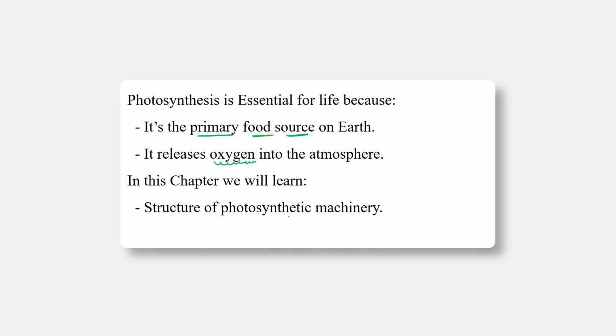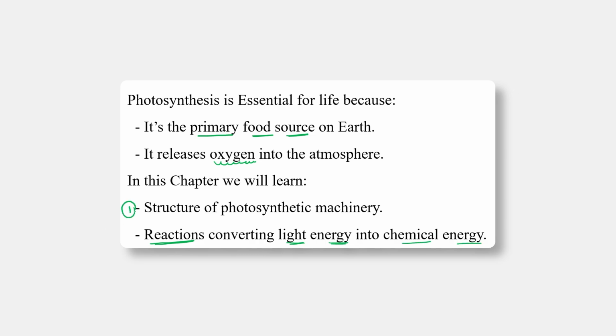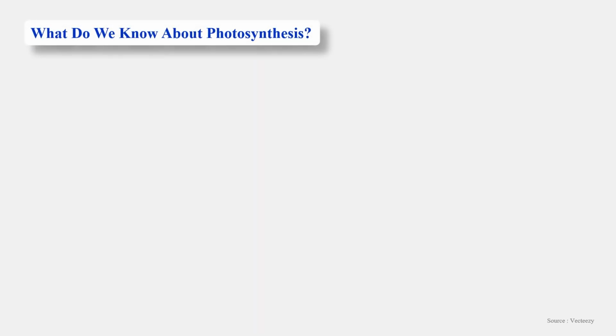What kind of pigments, what kind of other accessories and machinery are involved in photosynthesis. So, the structure of photosynthetic machinery and the reaction type, which actually converts this light energy into chemical energy. Okay, so first we are going to learn the structure of photosynthetic machinery, and then we are going to learn the reactions which convert light energy into chemical energy. Okay, so what do we know about photosynthesis? One by one, let's discuss these points.